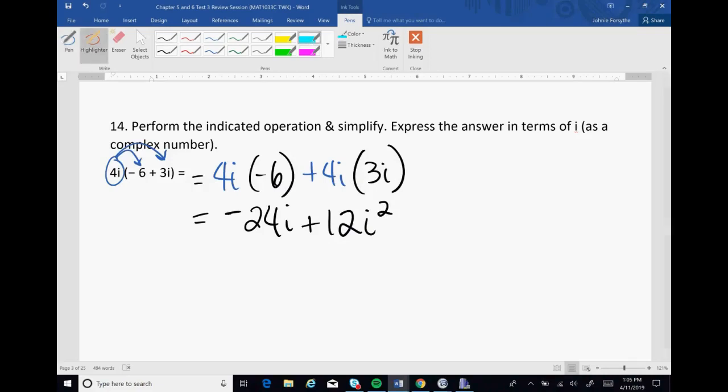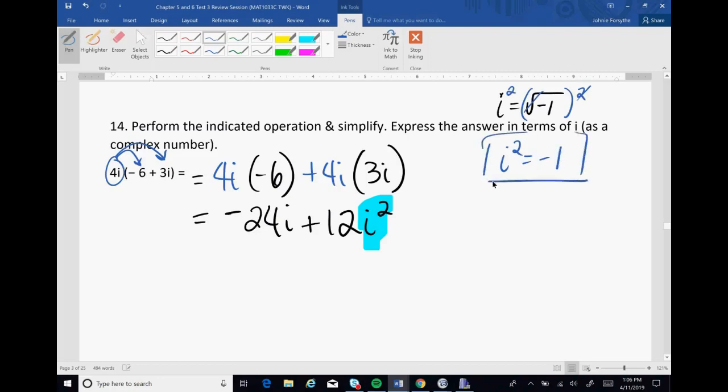Now, something very important for these problems. i squared has a value. i equals the square root of -1. And remember, you can't take the square root of a negative number. We kept saying that's not a real number. It's not, it's an imaginary number. So the square root of a negative is going to give you i. That means i squared equals -1. This is super important to remember, because whenever you see an i squared, you want to replace it with its value of -1.